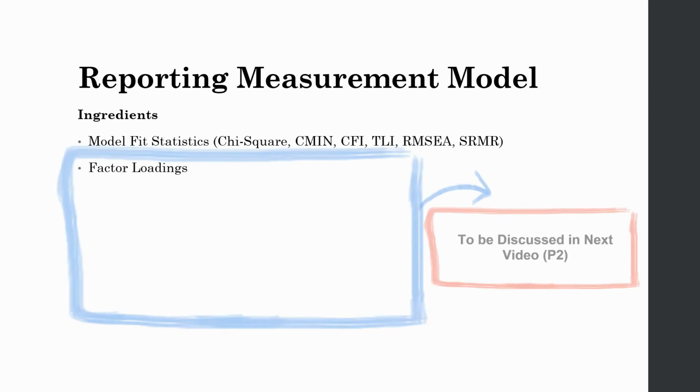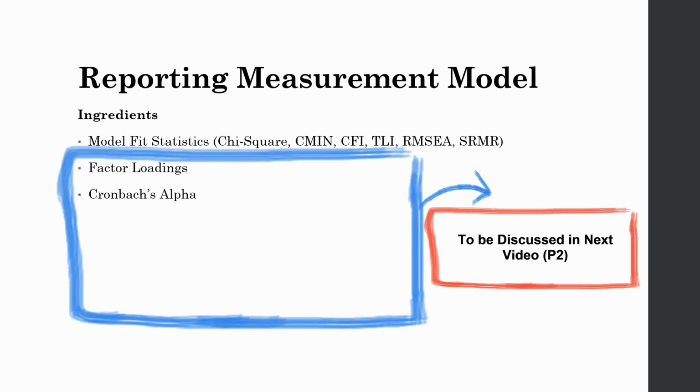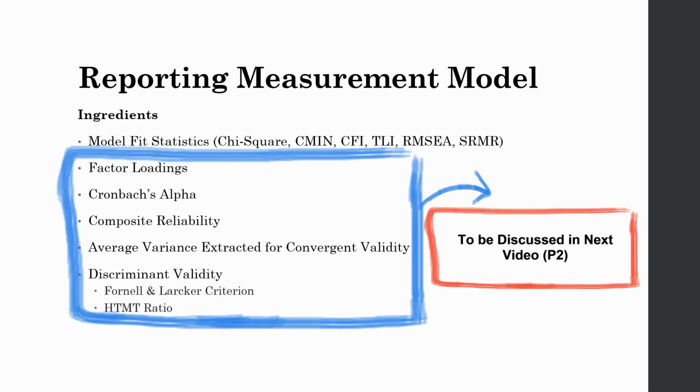Now, in order to report a measurement model, there are certain ingredients that we would need. We would need model fit statistics, including chi-square, CMIN, CFI, TLI, RMSEA, and SRMR. Apart from this, we are going to also include GFI. We will need factor loadings, Cronbach's alpha, composite reliability, average variance extracted for convergent validity, and for discriminant validity, we will need the Fornell and Larcker criterion along with the HTMT ratio.